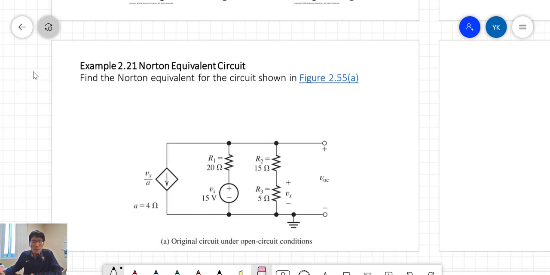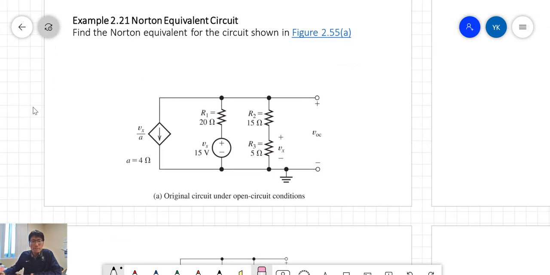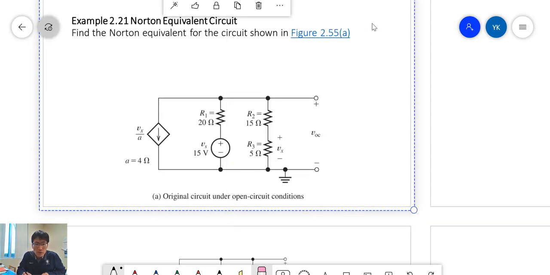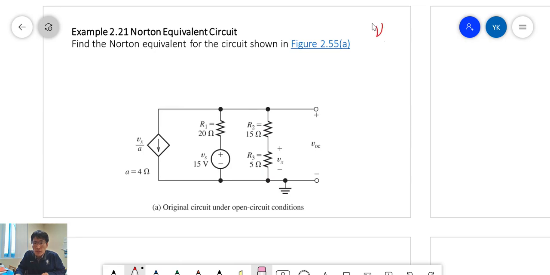So let's take a look at one example here. This example circuit was given, and now we find the Norton equivalent circuit. The first step is the same. First we need to calculate the open circuit voltage, and then we need to find the short circuit current, and then the resistance, the Thevenin or Norton equivalent. So now we can put in the Norton equivalent resistance.